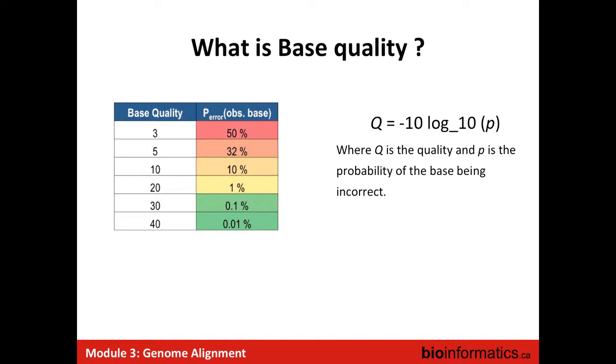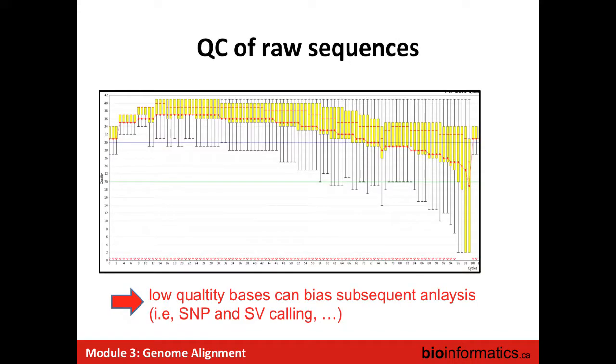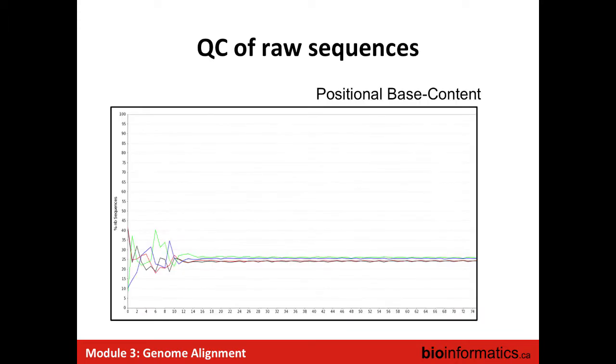So when we receive the FASTQ file, we have this base quality. What we usually do is generate this kind of plot, which represents the distribution of the base quality along your sequence, for all your sequences. Each yellow box represents the 95% distribution of the base quality for all the sequences at this position, so at the first base of the read.